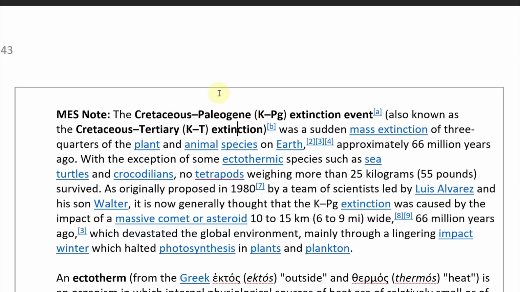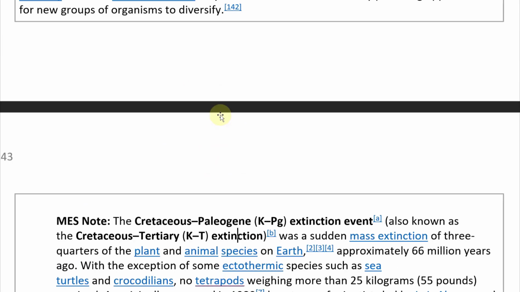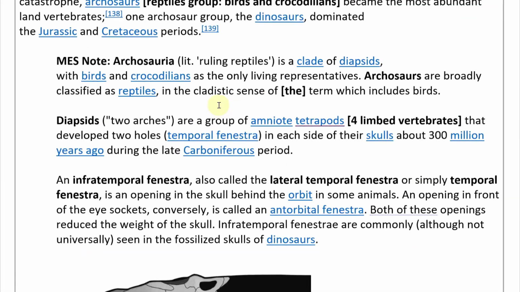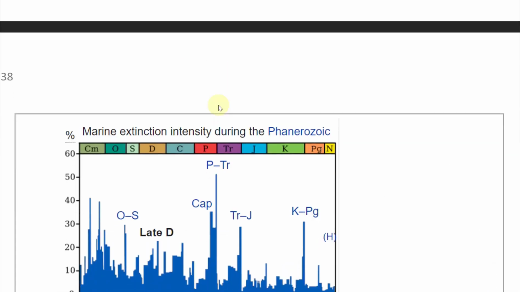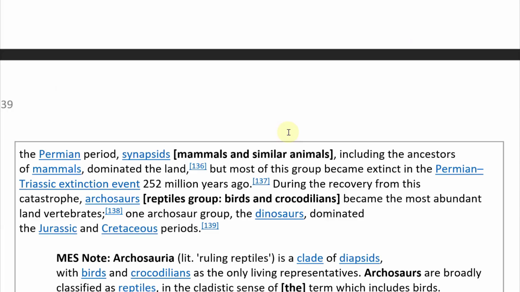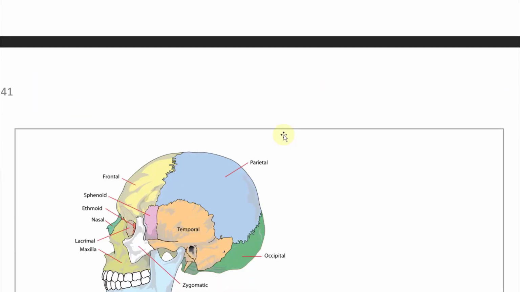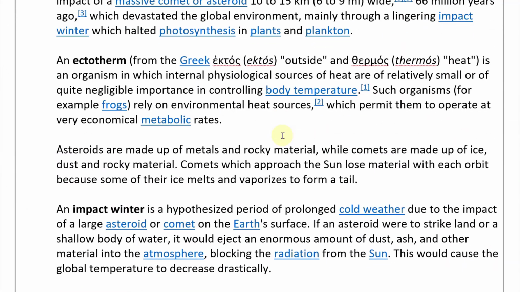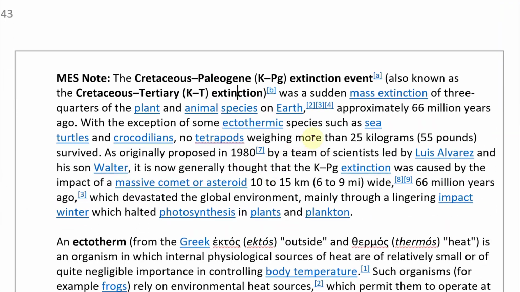I just want to see where the K-Pg, also known as the K-T extinction. So K-Pg or K-T or Pg. Let's just go over this one here. So yeah, K-Pg, about 66 million years ago. That is that supposed asteroid impact. So we'll keep going further. All right, so what do we have here? So going here. So besides, with the exception of ectotherms, we'll get to that in a bit.